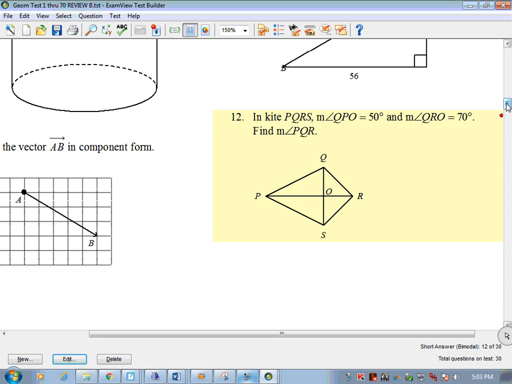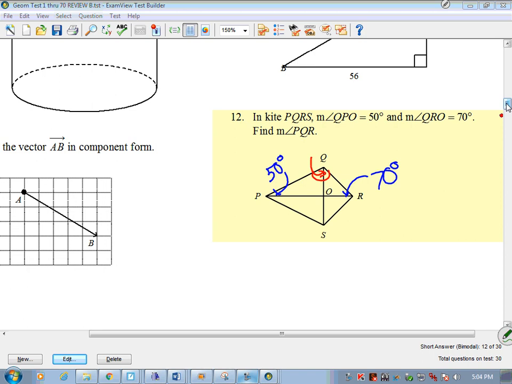In kite PQRS, let me read that again. QPO is 50 degrees. So I'm going to come in here. I'm going to say that's 50 degrees. And QRO, this guy right here, is 70 degrees. We want to find PQR. We want to find this guy, this whole thing right here.